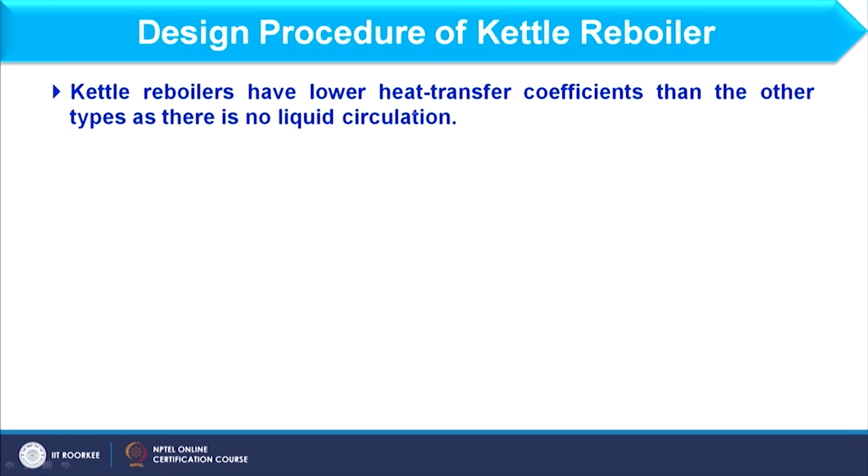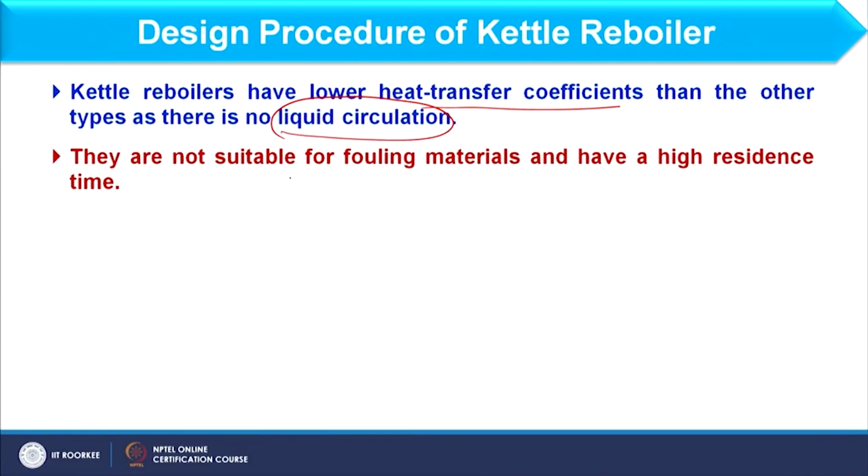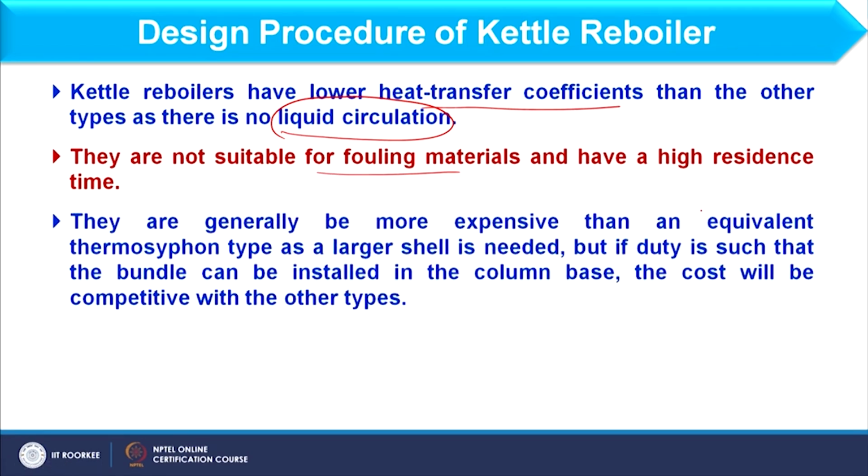The kettle reboiler has a lower heat transfer coefficient than the other types of reboiler because there is no liquid circulation. When liquid circulation is there, we can maintain high velocity, and it gives a high heat transfer coefficient, right. As we also discussed previously, kettle reboilers are not suitable for fouling material because they have more residence time.